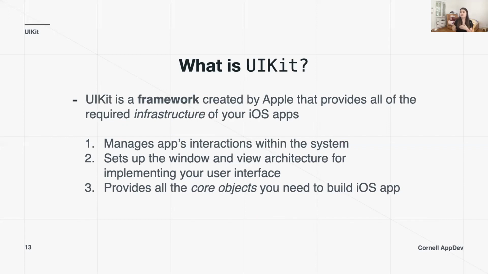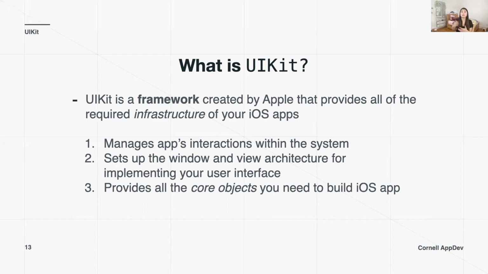So this includes setting up the window of your app, setting up your view architecture, or also managing app interactions within your entire app system, right? Because these are things that you don't want to have to handle. For example, when you're on an app on your phone and you want to type something in a text field, when you click on the text field, the keyboard pops up, right? That's a very natural thing, but you as a developer don't want to be writing the code to do that. So UIKit just handles that for you.